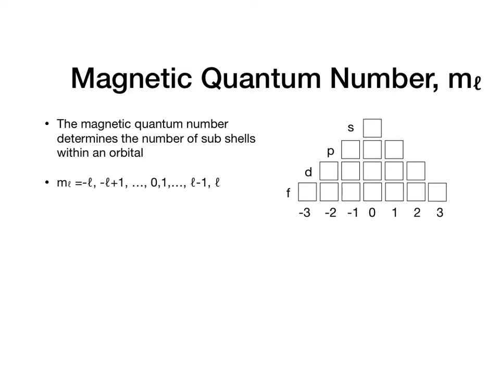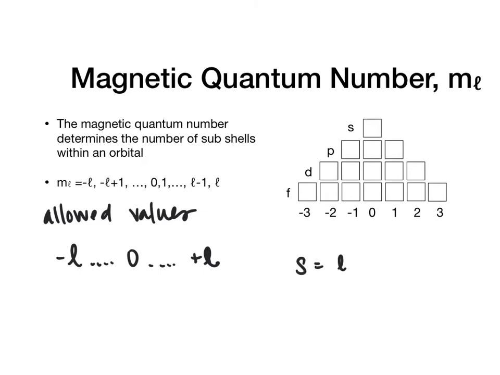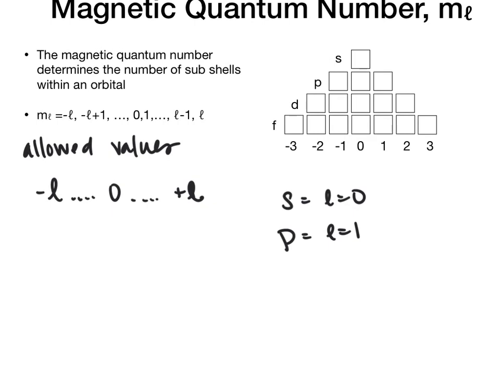The number of subshells, the allowed values, are from negative L all the way through 0 to positive L. If we look at this graphic, for an s orbital, L equals 0. For a p orbital, L equals 1. So what you can see is that for an s orbital, we only are allowed m sub L also equals 0, because negative 0 through 0 to 0 is still just 0.